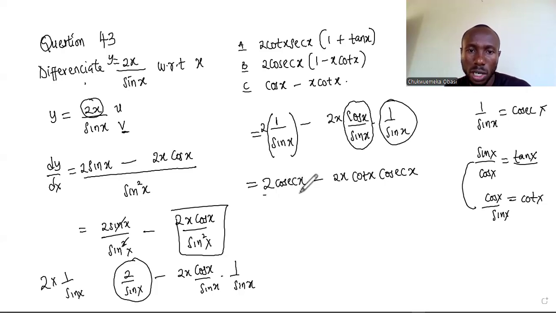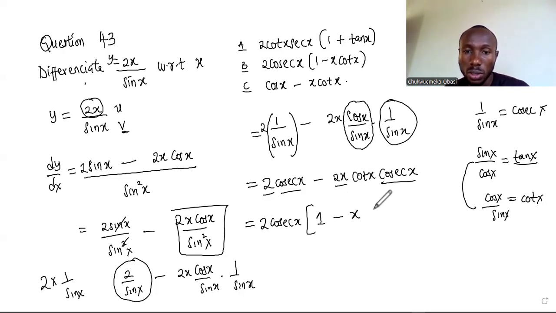You can see we have 2 here and we have 2 here in this term. We have cosec x, we have cosec x. So we need to factorize 2 cosec x. So if we factor out 2 cosec x, you'll be left with 1 on the one side, and on the other side you'll be left with x cot x, right? So that is how to go about it. So this is the final answer, and this is option B.